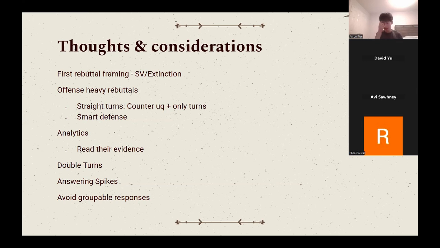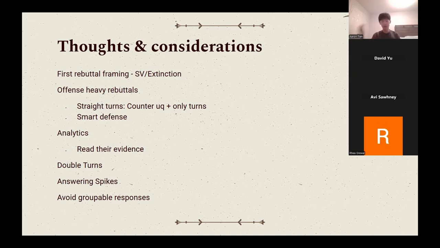But with that being said, first rebuttal framing is more permissible, for the same reasons that I touched upon with second constructive framing. It's the first time you're considering the overall impacts of what the second constructive is saying, and you can make the strategic decision whether it is possible or good to read a framework and then frame out any pieces of offense that your opponents are reading, right?